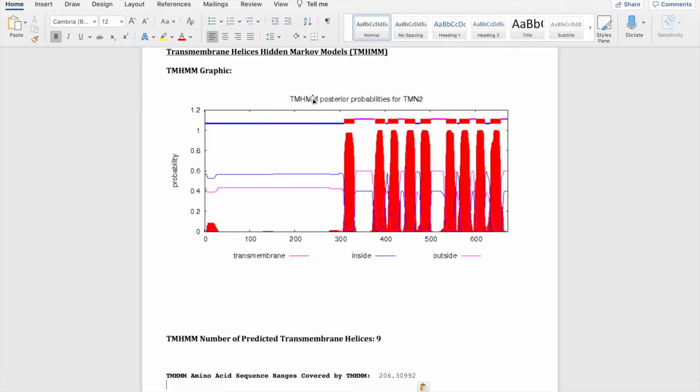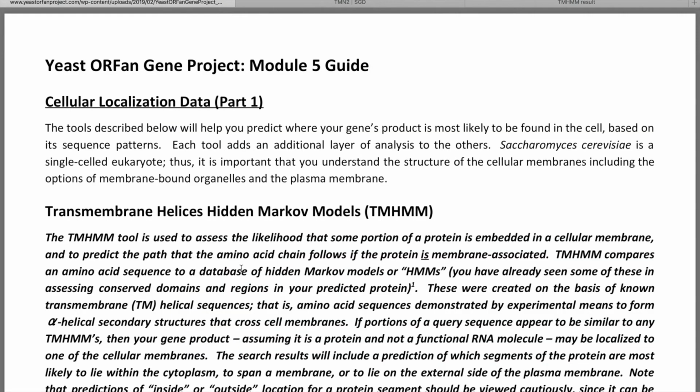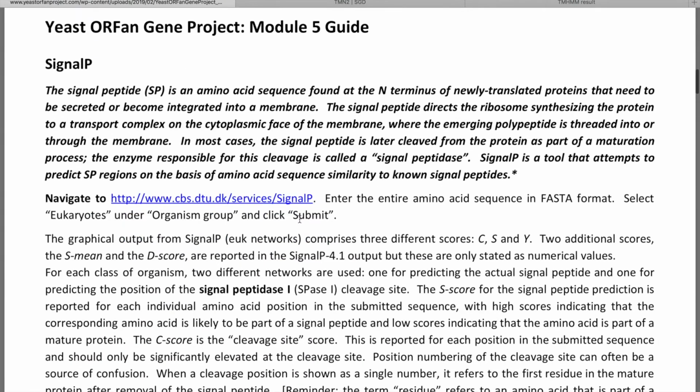And so the 9 times it goes inside and outside corresponds to the number 9 predicted transmembrane helices model. If that was a red thick line up there, it would show that it's outside and that the N-terminus starts outside of the cell or organelle. So now we're going to go and work with SignalP.